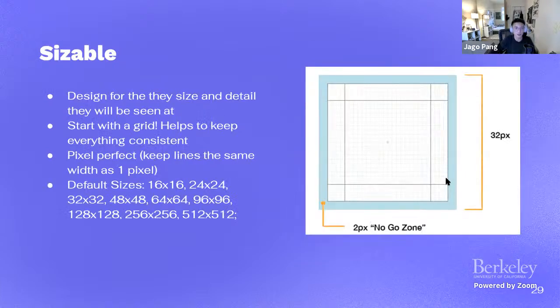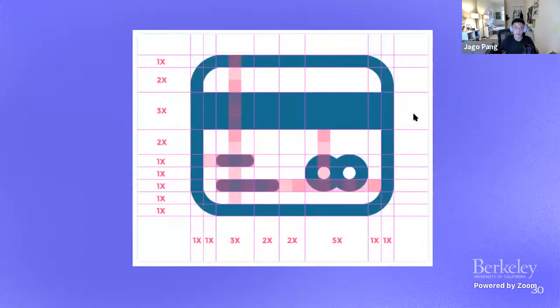Lastly, I think it has to be sizable. It helps to use a grid when you create icons. They often have to be pixel perfect, meaning everything has a width of 1 pixel, or fits within a pixel. They're not half a line or some weird number. For example, this icon can be all separated into a 1 by 1 grid increment.